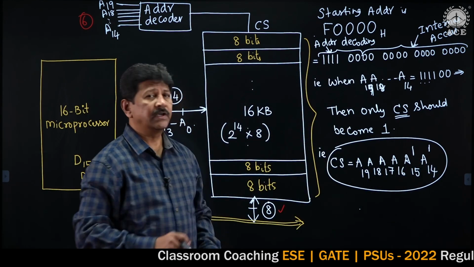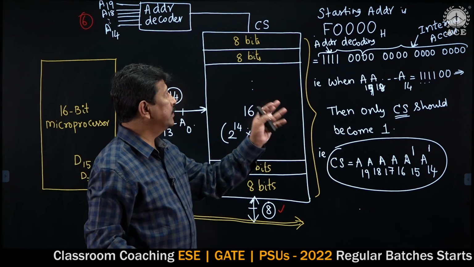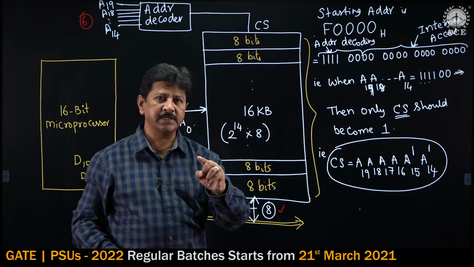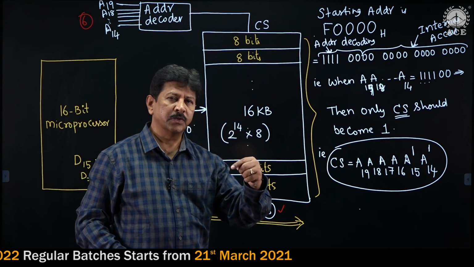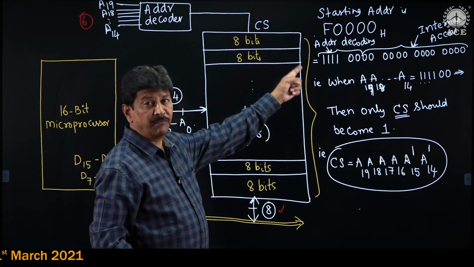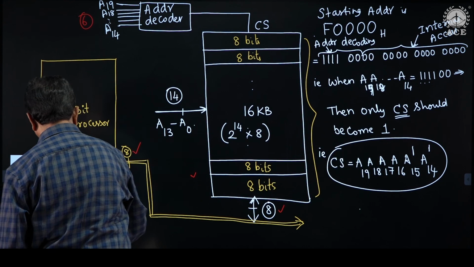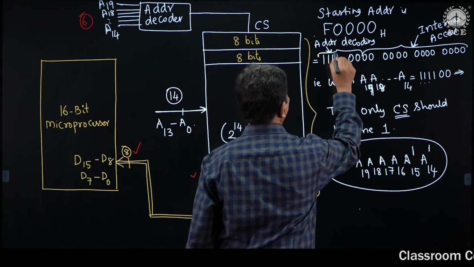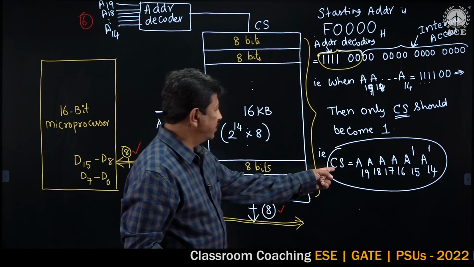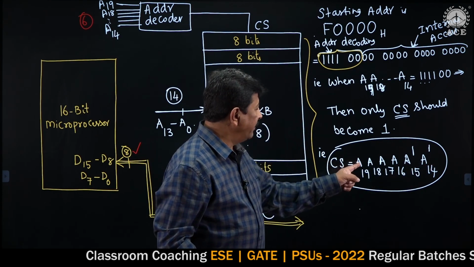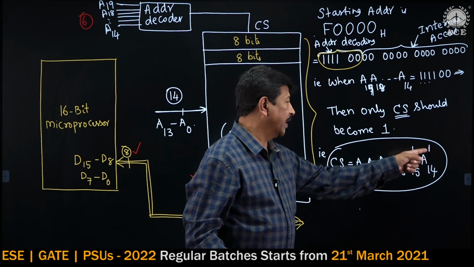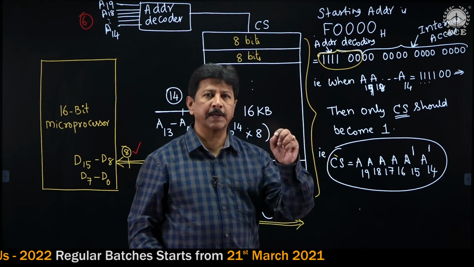As he has given that its starting address has to be F0000H, we have to analyze it in this fashion. Whatever address lines we use for internal access, you simply ignore them. And for the chip select, the address lines I am connecting are A19 to A14. From the given address, I can find out that only when A19 to A14 have these values, 111100, that is A15 complement is 1, A14 complement is 1, only then the chip must be selected. That's the reason CS should be equal to this particular expression. It is absolute decoding.